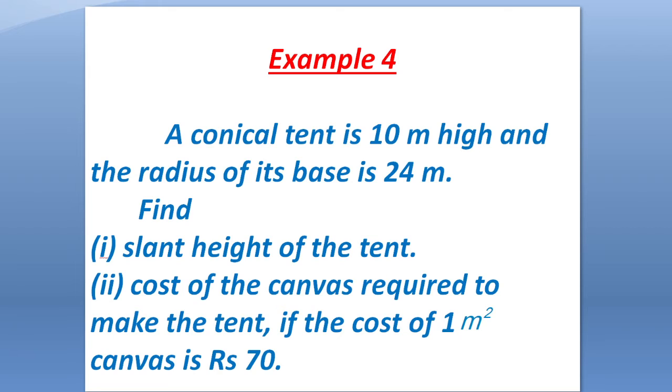A conical tent is 10 meter high and the radius of its base is 24 meter. Then find, first, the slant height of the tent. Second, the cost of the canvas required to make the tent if the cost of 1 meter square canvas is rupees 70.